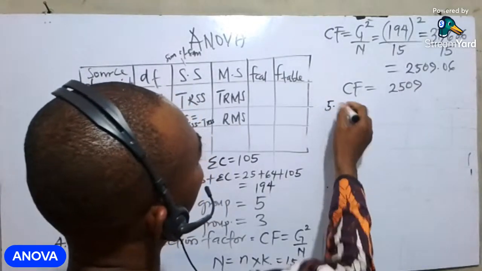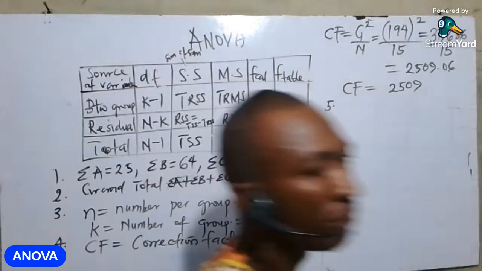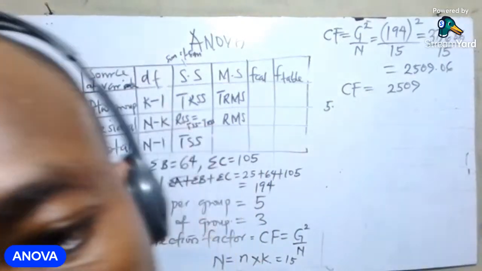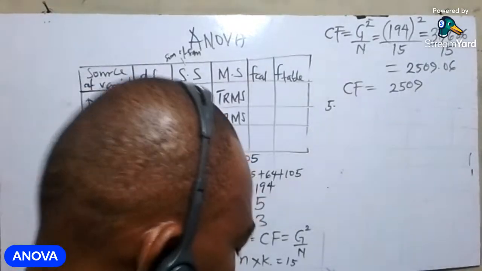Moving on to step 5 now. If it is clear to that place, can we have comments? If you have any challenge, let me know. Okay, it's clear to that level. So let's move on to step 5.